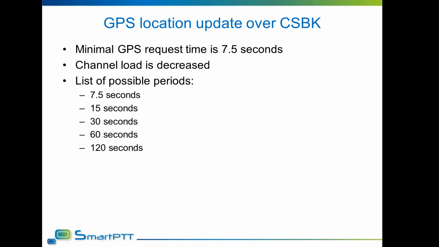GPS over CSBK, when paired with enhanced GPS, allows sending GPS reports each 7.5 seconds for each radio. These update times are supported by SmartPTT, and now you can track all your radios in almost real-time mode. Each 7.5 seconds, GPS updates will come from radio, making its trace more accurately follow the actual track of subscriber.